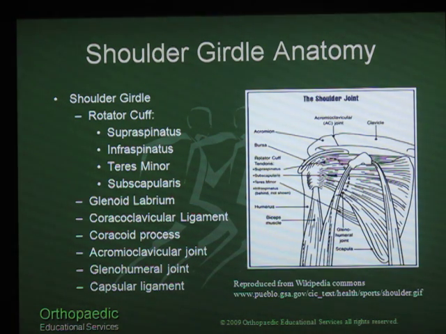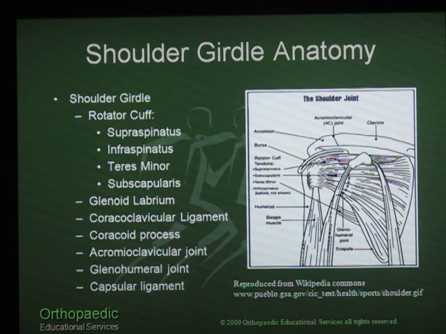The biceps tendon has two heads. The long head originates on the glenoid tubercle. The short head originates on the coracoid process, and they both terminally insert into the radial tuberosity of the elbow.